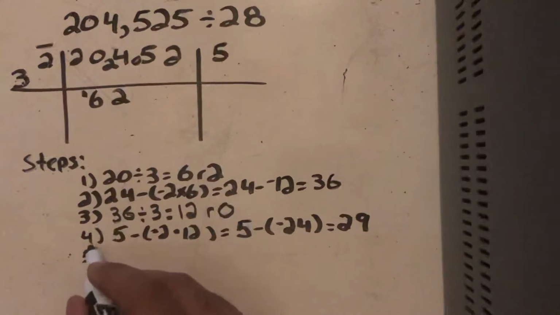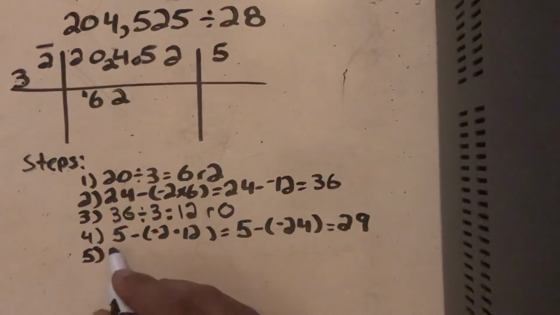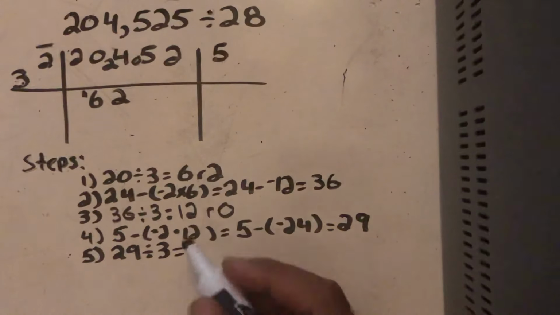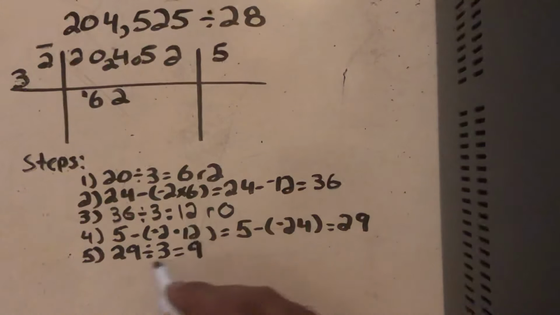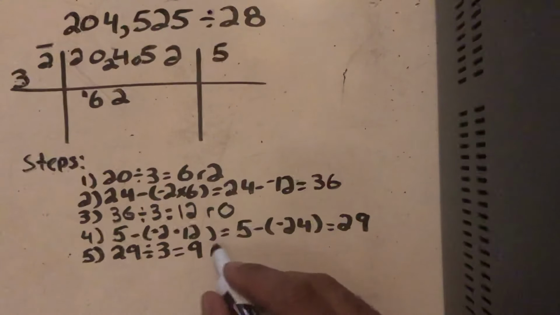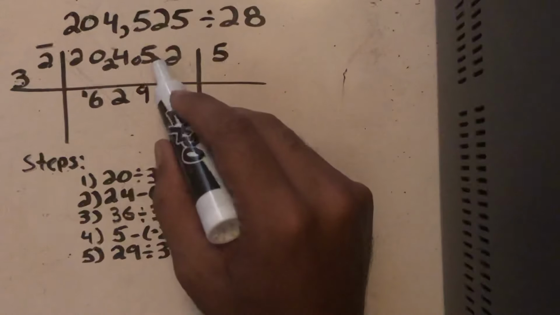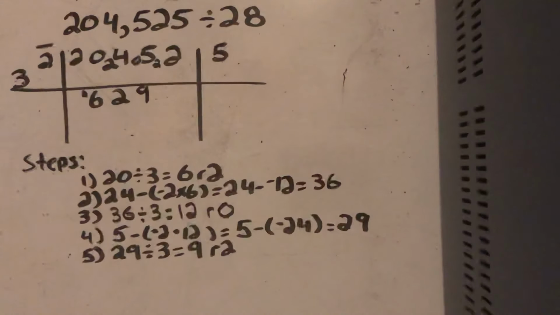Step 5, how many times does 3 go into 29? So 29 divided by 3 is going to equal 9, but there's a remainder of 2. So I'm going to put a 9 over here and a 2 over here. Okay, almost done. Let's keep going to step 6.